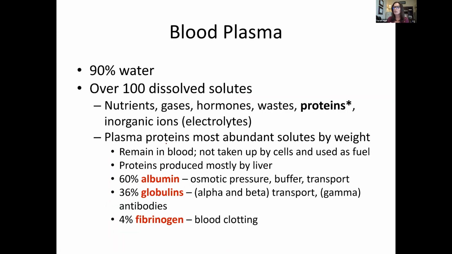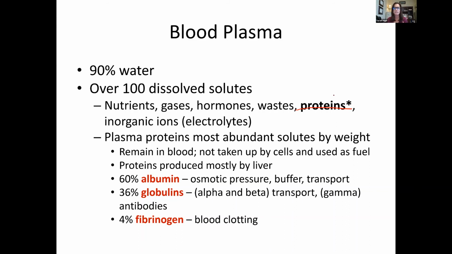Now, I'm going to walk you through blood plasma in only one slide. Blood plasma is the liquid stuff. It is about 90% water, so it is mostly water. It's the non-living component of our blood. But even though it's mostly water, it has a ton of dissolved solutes in it. Anything from nutrients, wastes, gases, hormones, electrolytes, and even proteins.